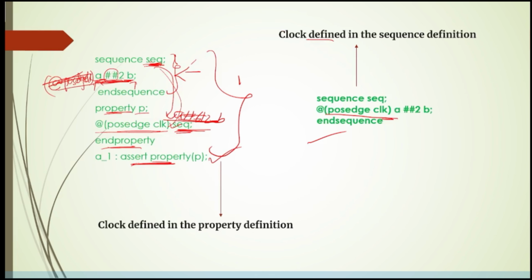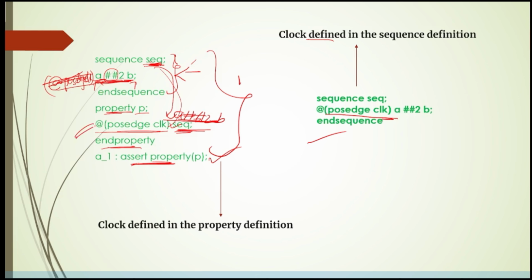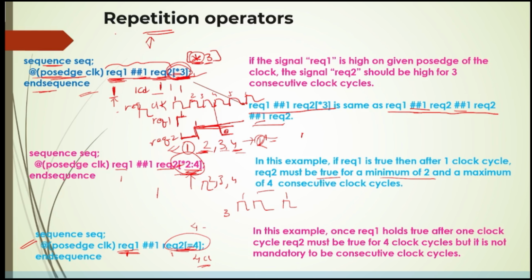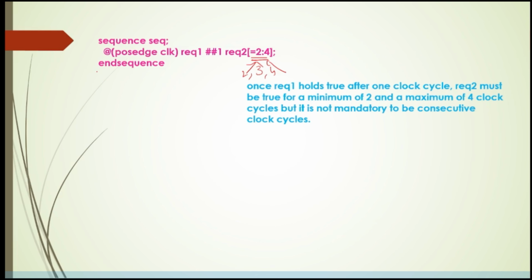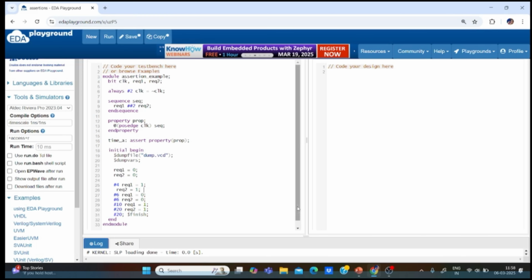And then the next thing is the implication operator. But before going into the implication operator, since we have already discussed the sequences and properties, and since we have seen all these repetition operators within the sequences, let us do one example on these assertions before going into the implication operators. Yeah, let us see the example here.